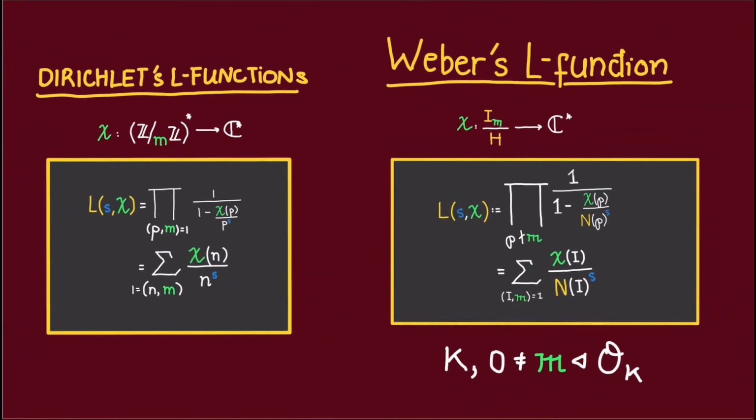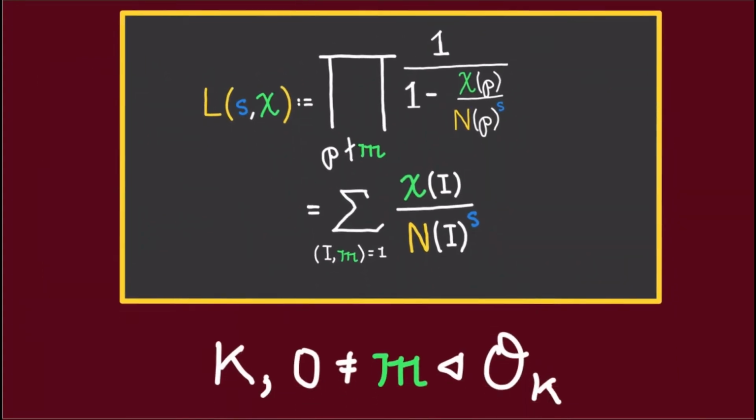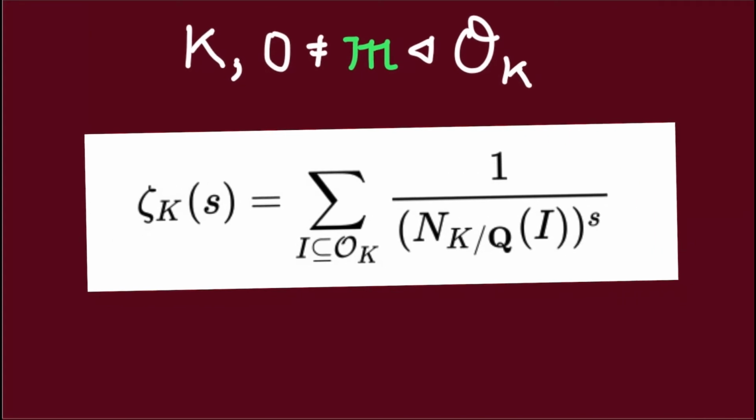The definition is almost identical to the definition of Dirichlet's L function, except that now the product here is not going to be over primes, but rather prime ideals. And instead of dividing by the prime, we are dividing by the norm of prime ideals. In terms of summation, instead of summing over integers relatively prime to m, we are summing over ideals relatively prime to the modulus, and we're replacing these integers here in the quotient with the norm of the ideals. Note that when χ is a trivial character, then this is just the Dedekind zeta function.